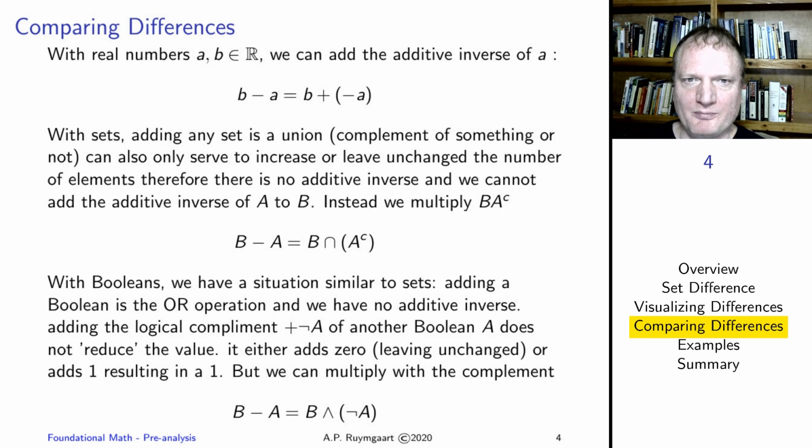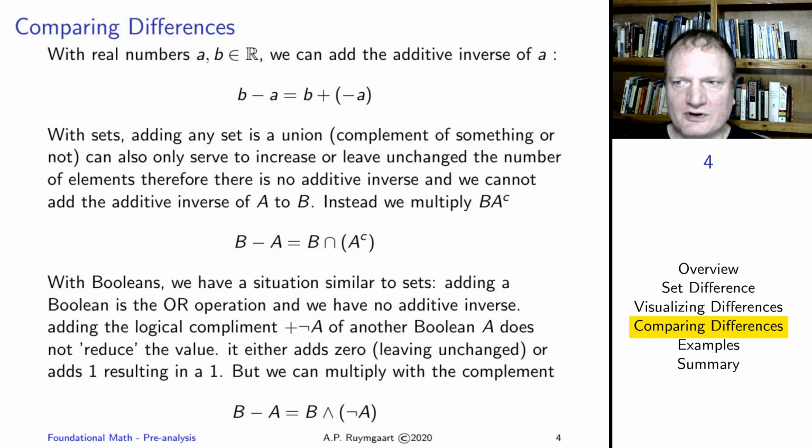Now let's recap a bit here. We've already discussed most of this, but I will summarize it here, and we will add also the difference of Boolean variables here. Now, if we're talking about real numbers, for numbers A and B in the set of real numbers, we can subtract A from B, so B minus A, by adding the additive inverse of A to B. So we can turn the difference into addition and negation. So B minus A is B plus negative of A.